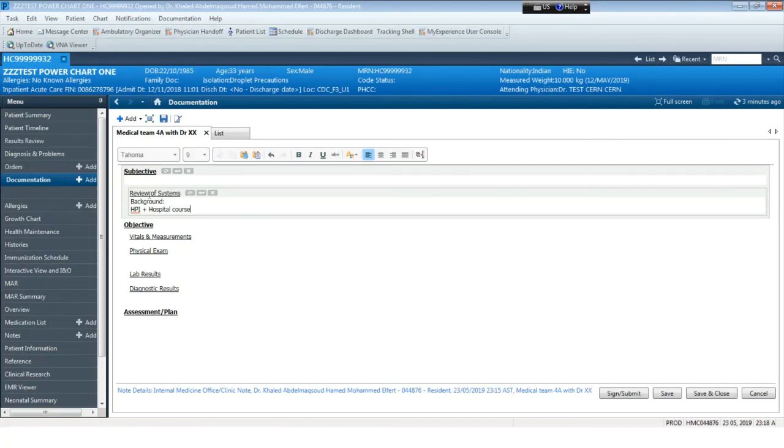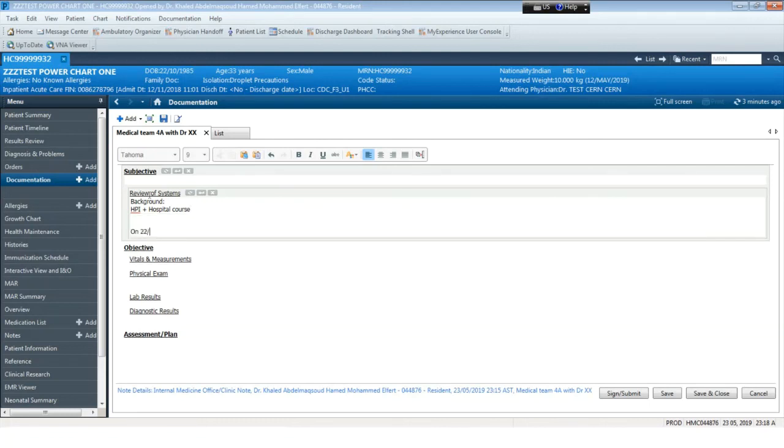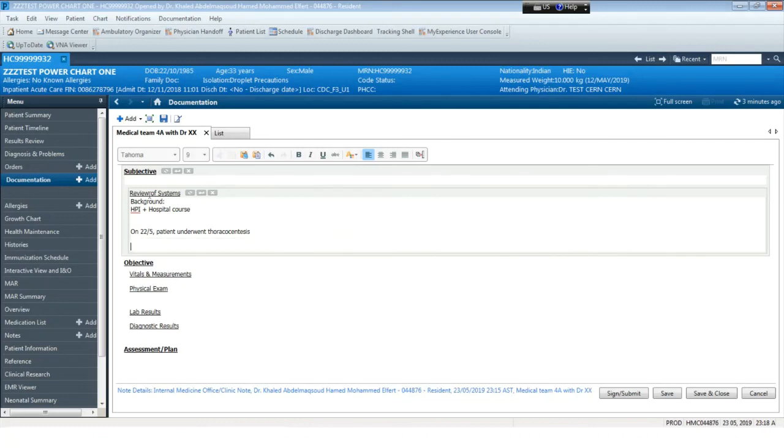I don't want you to write everything which is happening to the patient in the hospital course. For that you can mention the daily assessment and plan which you update daily. But for the hospital course you will just write, for example, on the 22nd of May, the patient underwent diagnostic thoracocentesis. For example, on the 23rd of May he underwent bronchoscopy, which showed that he has tuberculosis, for example. So this should be mentioned in the hospital course.